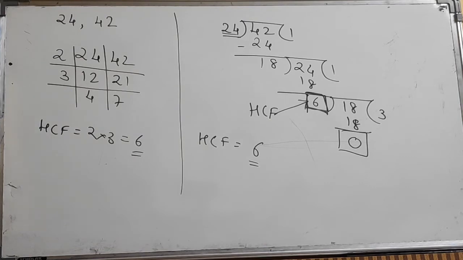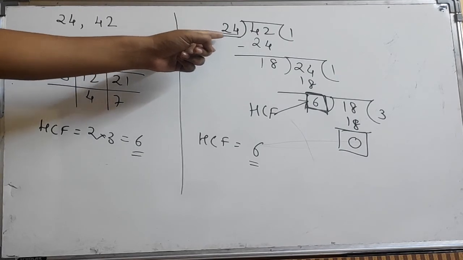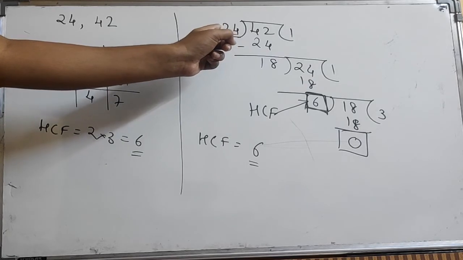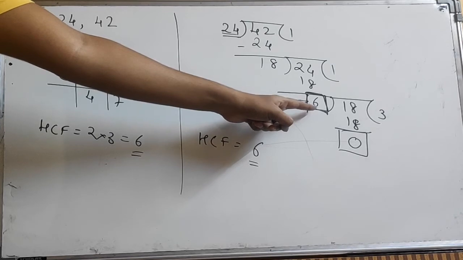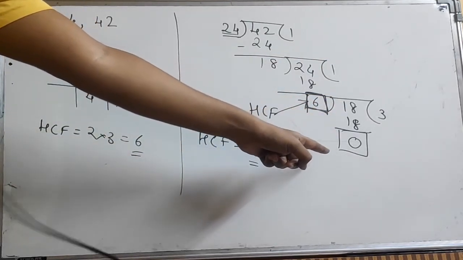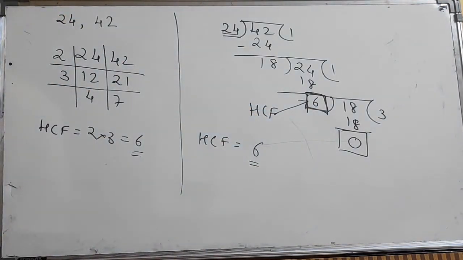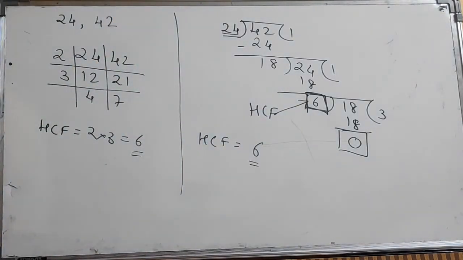Understood what we have done? We have divided the greater number by the smaller number. Whatever remainder we got, we divided this smaller number by the remainder. Again, whatever remainder we got, we divided this number by the remainder. And once you reach 0, you stop the division and the last divisor is your HCF.